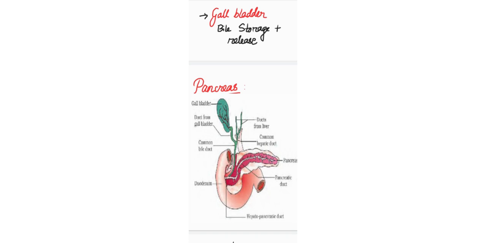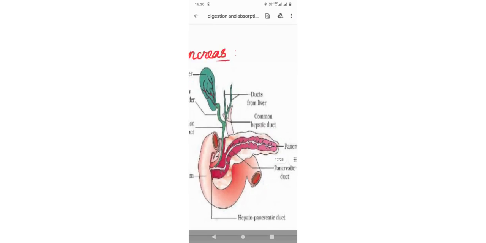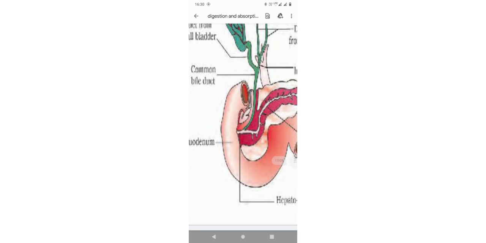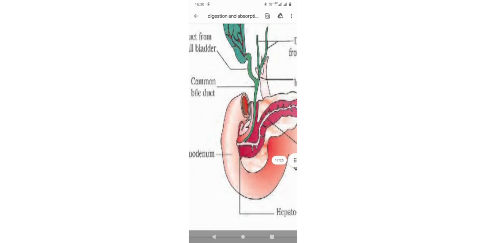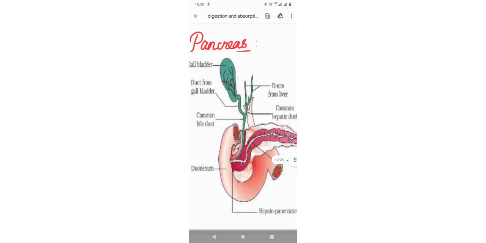The pancreatic duct, or the duct of Wirsung, comes out of the pancreas and joins the common bile duct to form the hepatopancreatic duct. See, here we can see the hepatopancreatic duct. The hepatopancreatic duct drains into the duodenum through a small point where there is a small papilla-like elevation known as the ampulla of Vater.